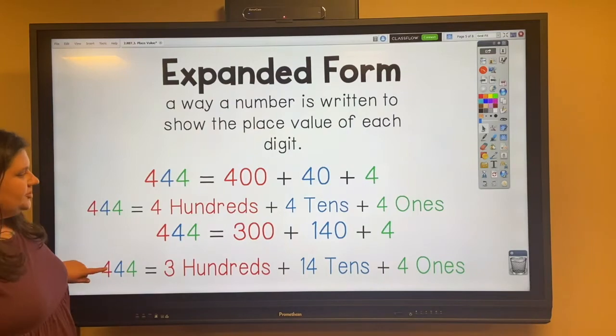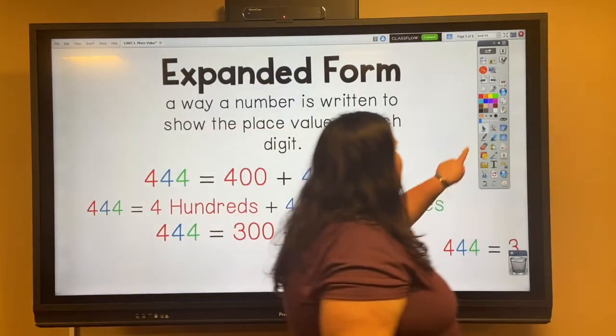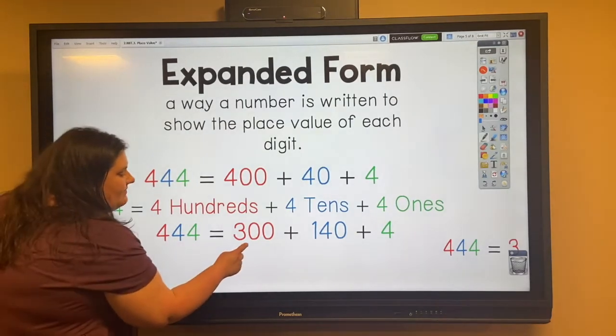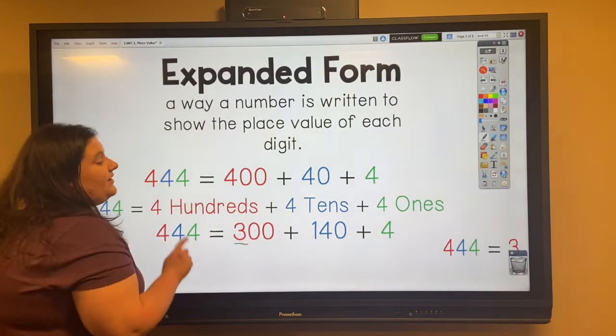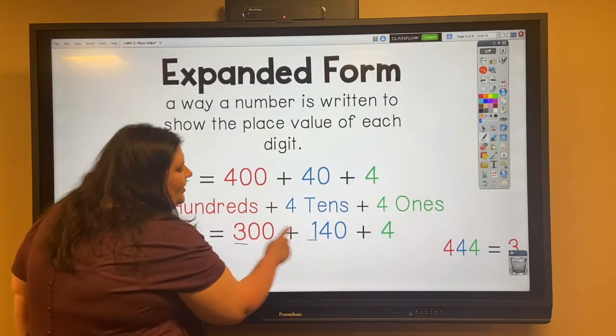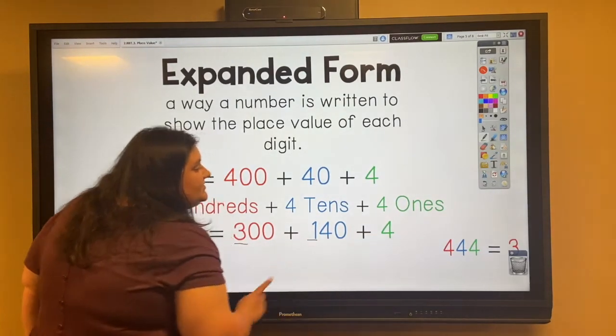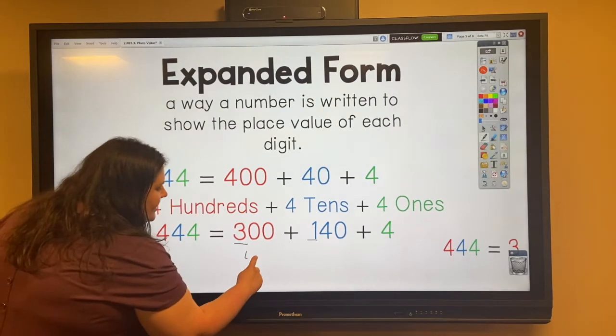And I can show that this is true by adding my 3 numbers up together. So I have 300s and 300, 100 and 140, and I have 0 hundreds and 4, so that would equal 444.